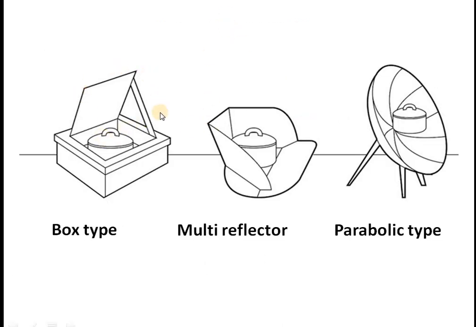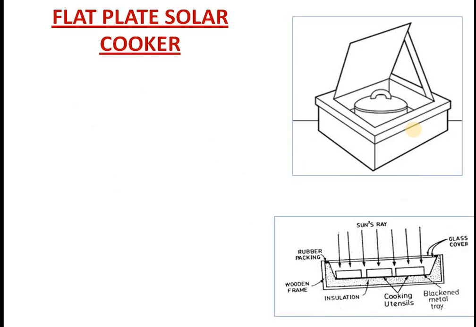So typically how do they look? The box type looks like this. There is a box inside which the cooker is kept, and in a multi-reflector cooker you can see how the cooker is kept inside. The details we will see in the subsequent slides. And the parabolic type of cooker. The visual appeal shows how it looks, and we can also get some idea about the working of cookers. Let's see the first one, the flat plate solar cooker.